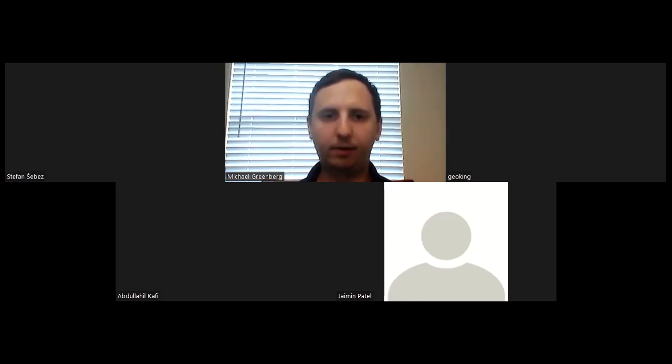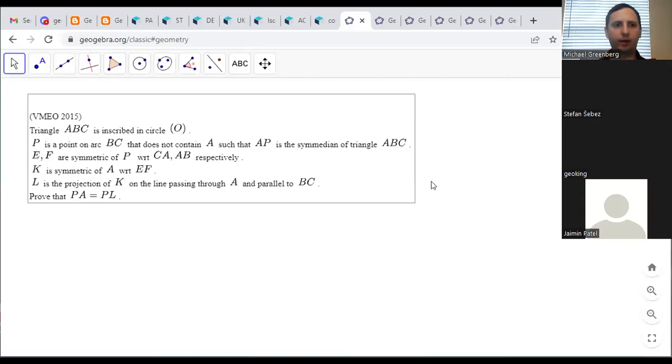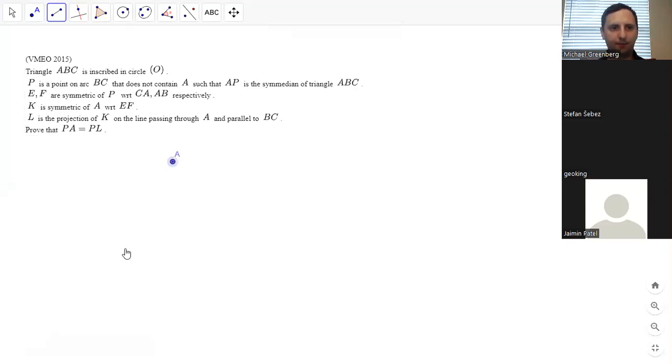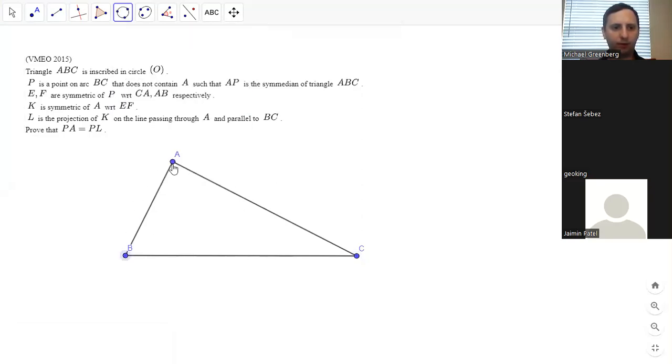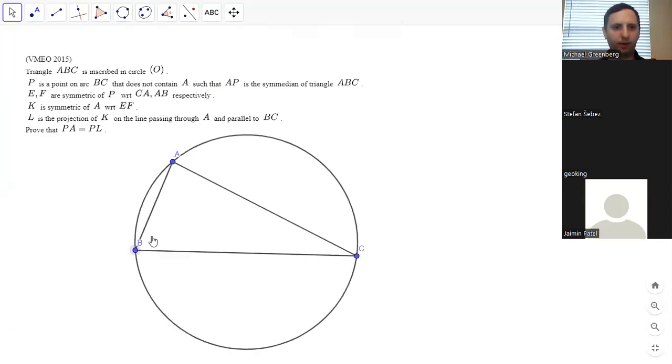Let me share my screen. So here's the first problem I chose. We have a triangle ABC inscribed in a circle O, and P is a point on arc BC so that AP is the median. Probably the easiest way to draw that is to draw the tangents at B and C to this circle and let them meet at a point, let's say D.